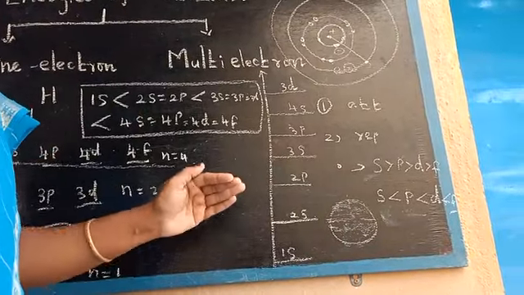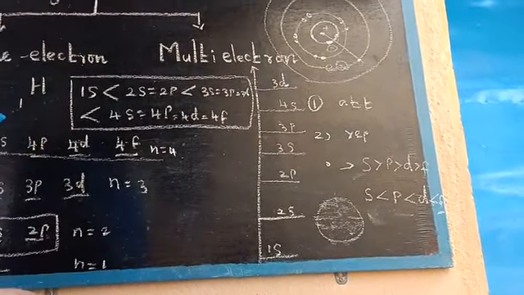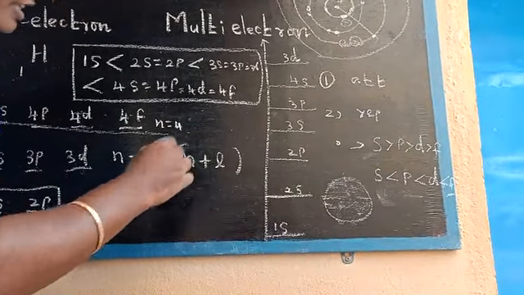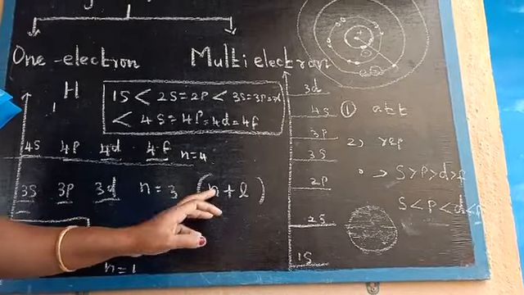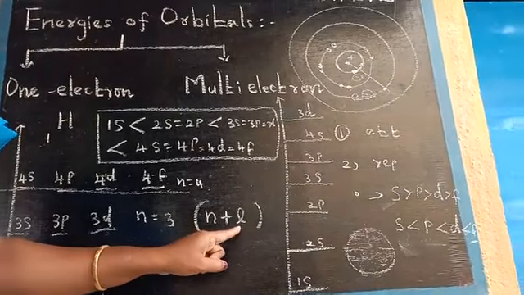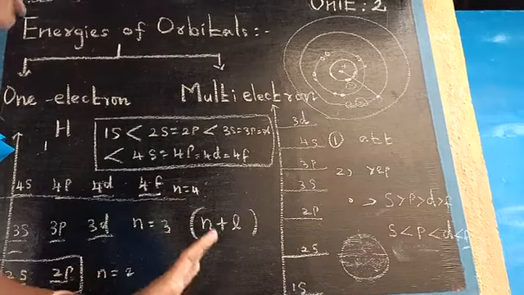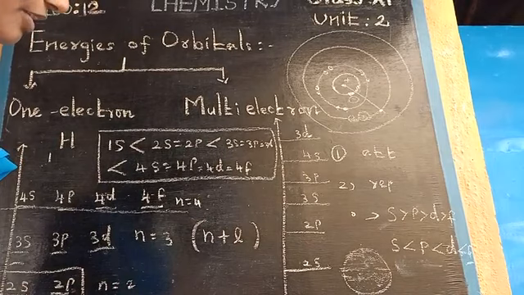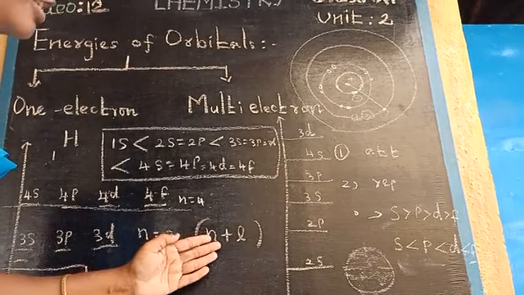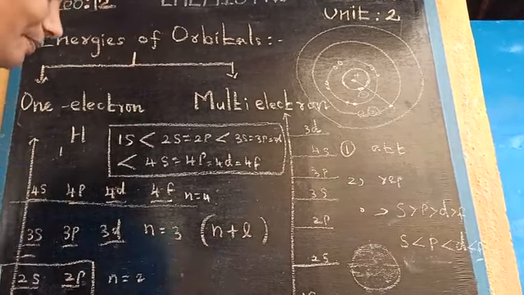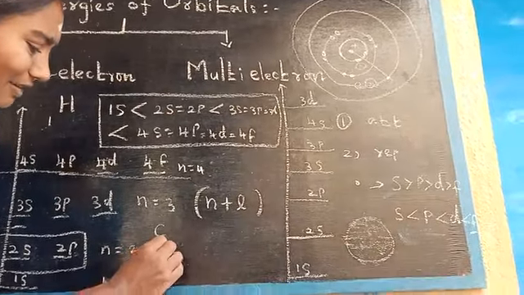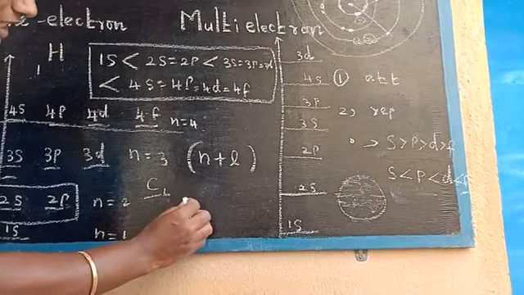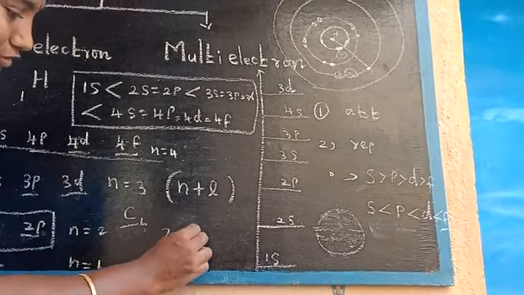Next, to fill the electrons we use the n plus L rule. What is n plus L? n is denoted as the principal quantum number and L is denoted as the azimuthal quantum number. The sum of the principal and azimuthal quantum numbers decides how to fill the electrons. Children, I give one example. For example, carbon, atomic number 6. Now write the electronic configuration.